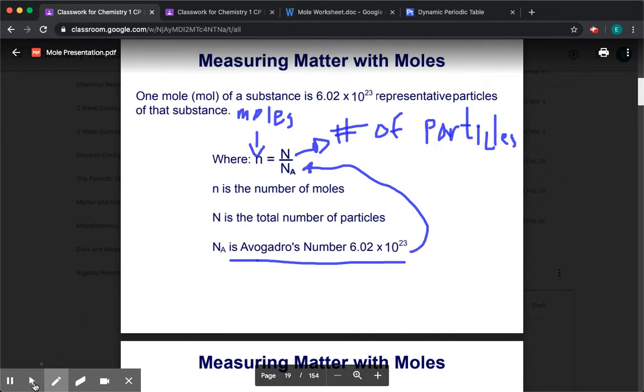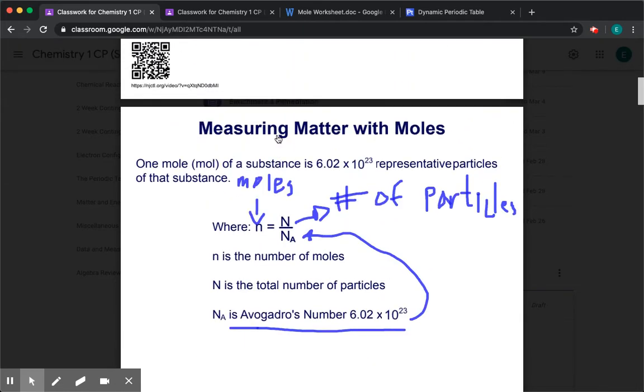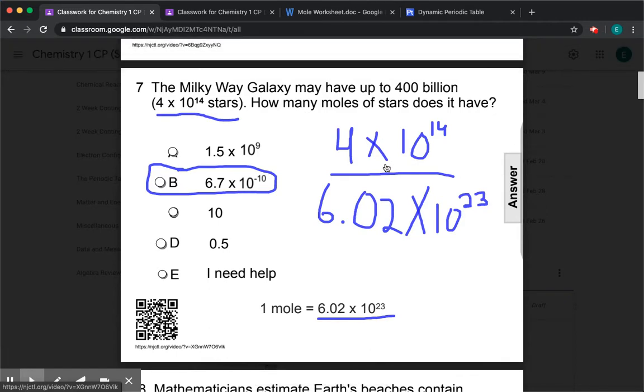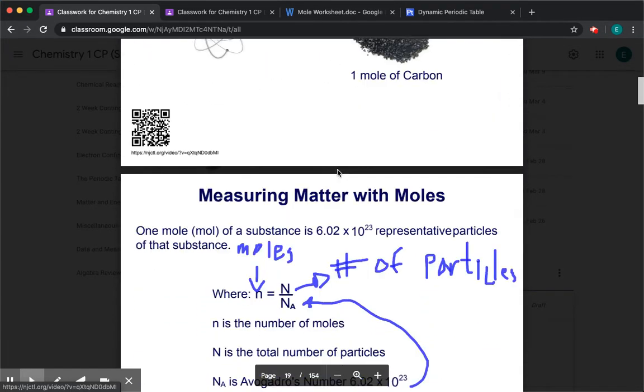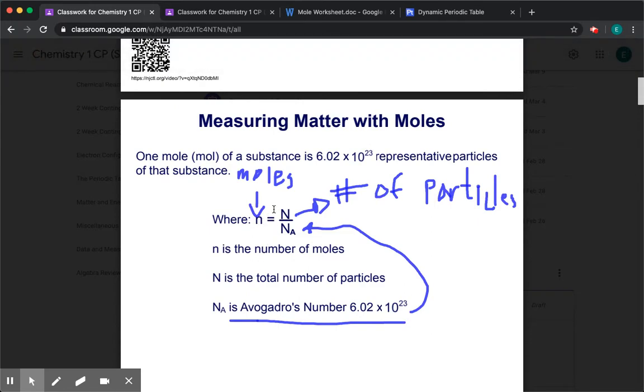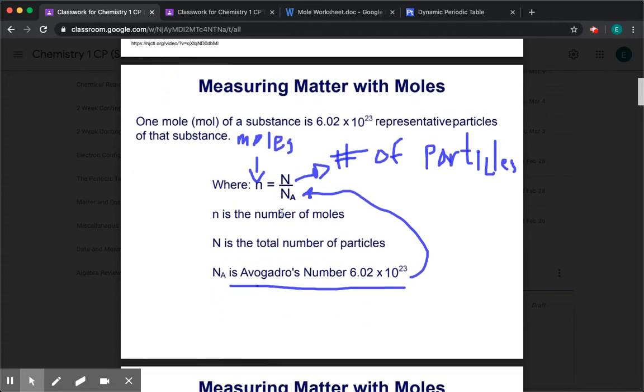This formula is exactly what we just did in the examples above. We have this many stars, 1 mole is this amount, you divide them together and you find out how many moles you have. We just used it. We didn't know it was written like this, but this is exactly what we just did.